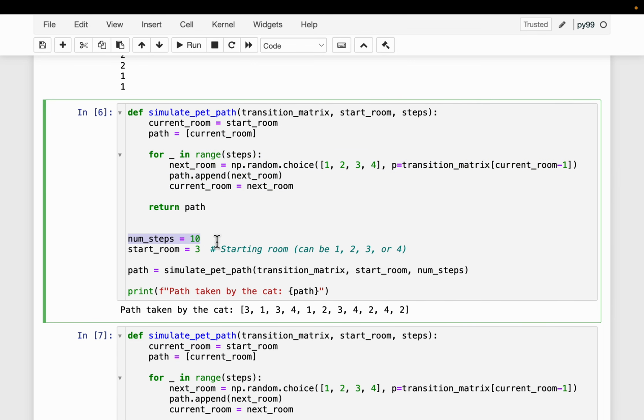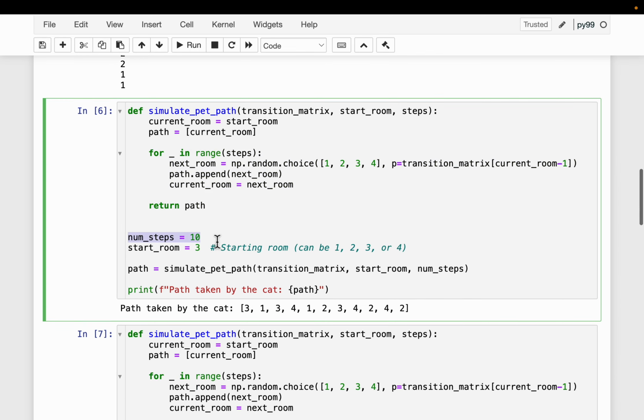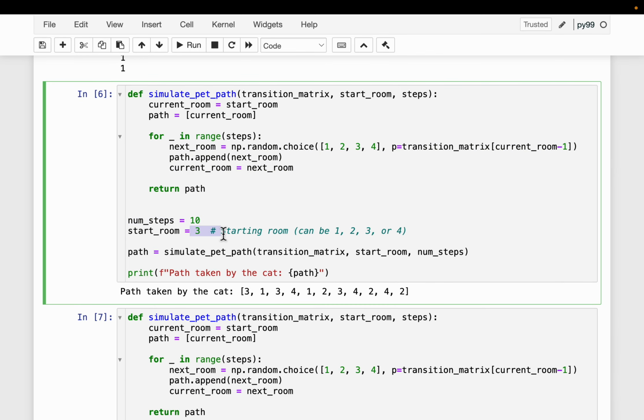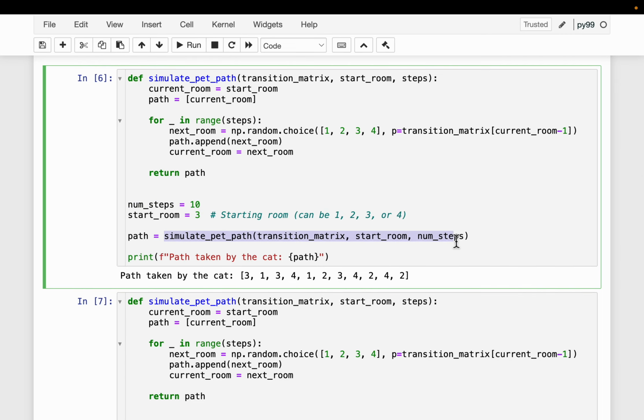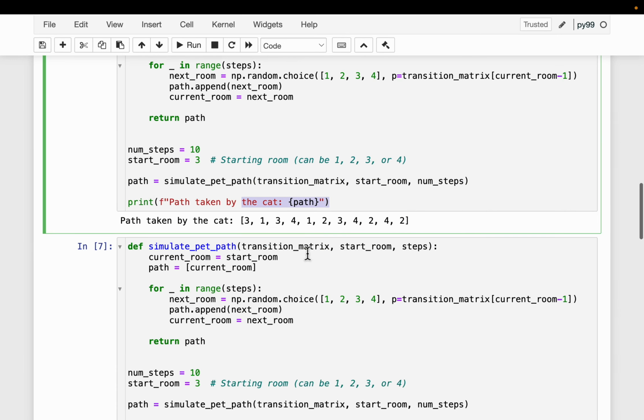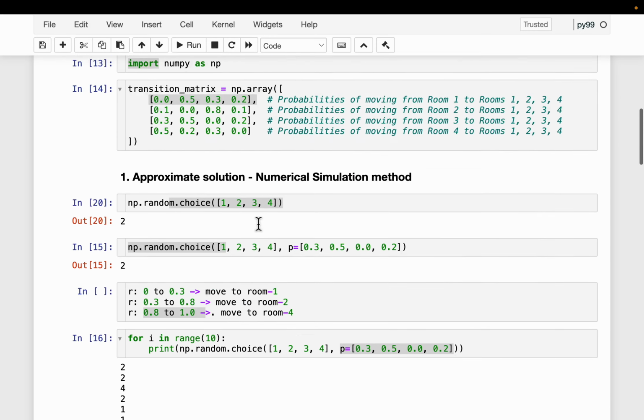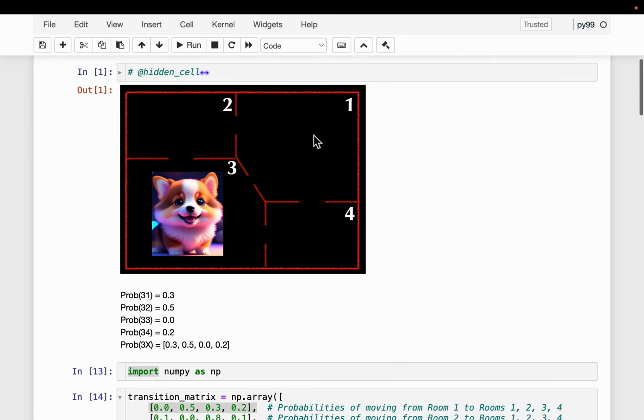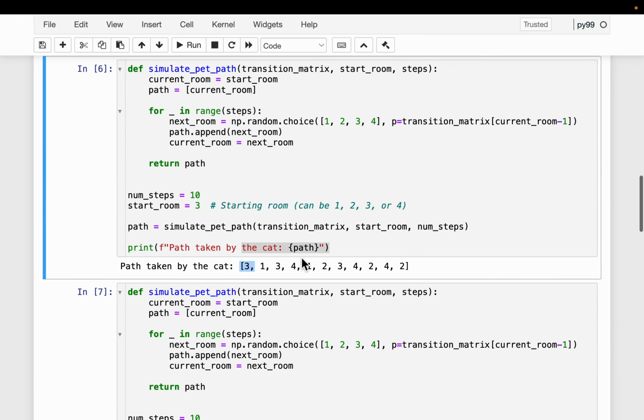So here we said we want to simulate it for 10 steps or 10 days, and the starting room is number 3. So we do the simulation and we get this path back. We are just printing the path. What happened is on day 1, the pet is in room number 3 and it moved to room number 1 on the second day. And then it moved to room number 3, so on and so forth. And finally, after 10 days, the pet is in room number 2.